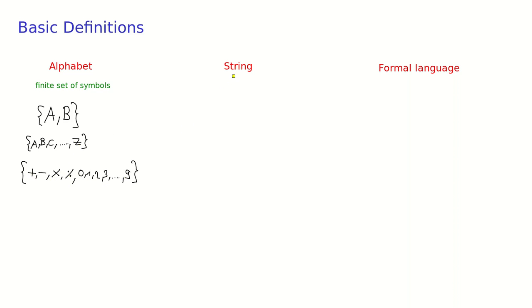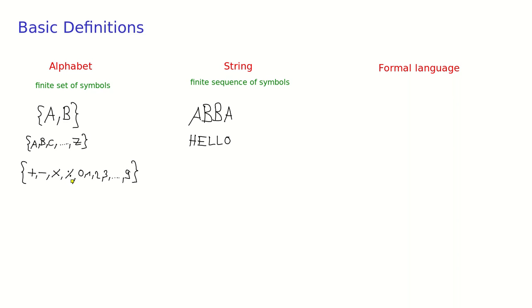So what is a string? A string is a finite sequence of symbols from an alphabet. So if {A, B} is our alphabet, then we could write the following string: ABBA. This is a string over this alphabet. If we use this alphabet, we could, for example, write the word hello. If we use this alphabet, we cannot. This word hello is a string over this alphabet, but not over this alphabet.